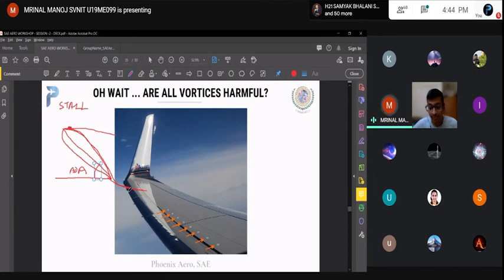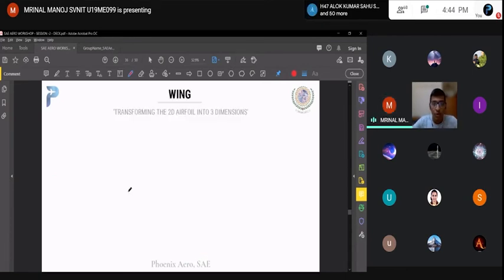So this helps the aircraft to increase its stall angle. This is one of the advantages of these vortex generators. So yeah, that's what the vortex generators do. Now moving on. Now, what is a wing?